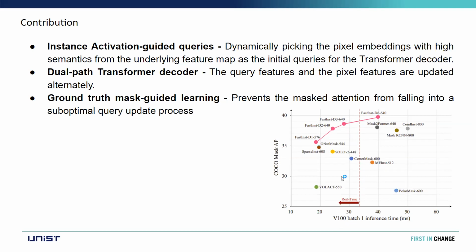GPU, as you can see from the results, FastInst performs better in terms of AP score, as well as in terms of the inference time, as can be seen here. So let's go into details.